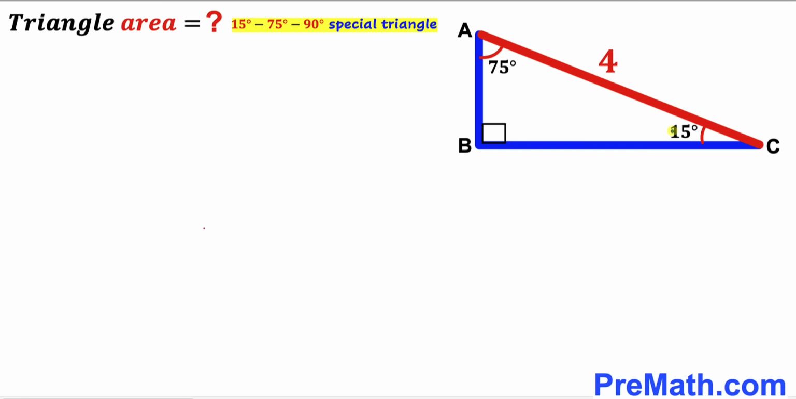We have this right triangle ABC, as you can see in the given diagram, such that angle ACB is 15 degrees, whereas angle BAC is 75 degrees. No wonder we call this kind of triangle a 15, 75, 90 degrees special triangle. Moreover, the hypotenuse of this triangle is 4 units. Now our task is to calculate the area of this triangle ABC.